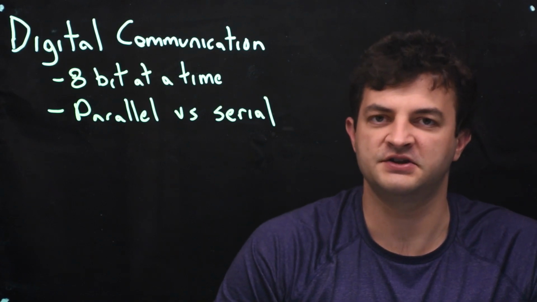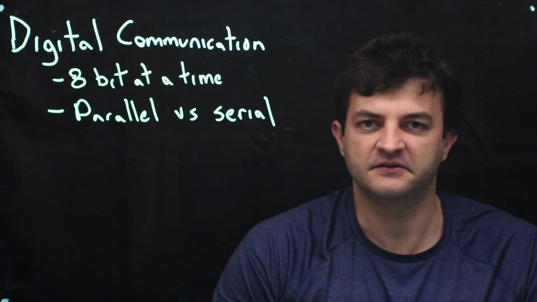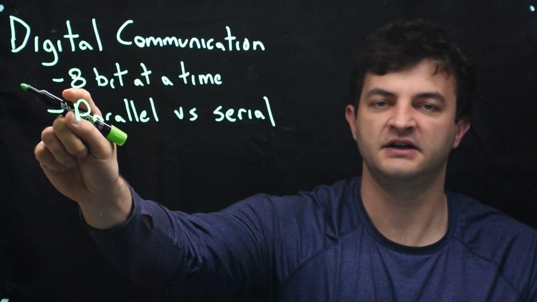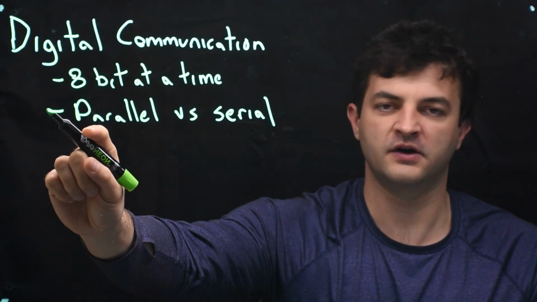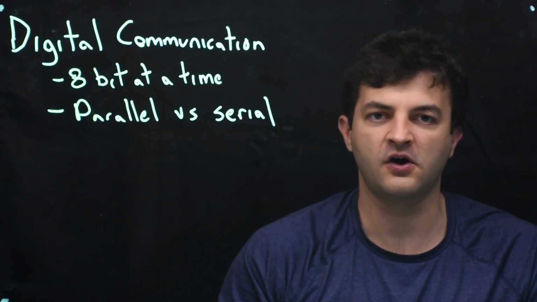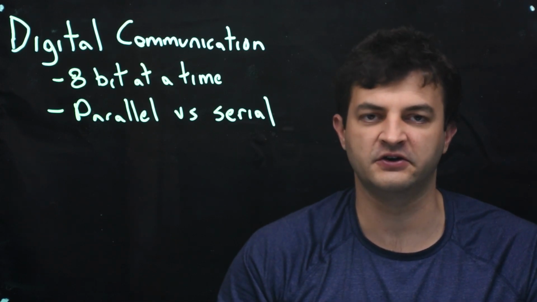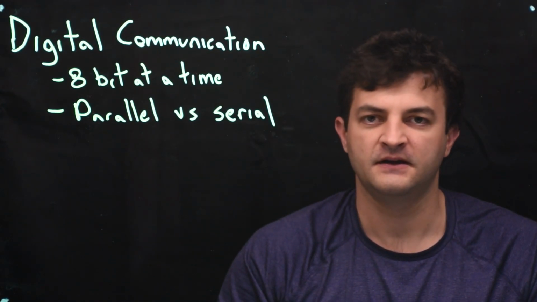So parallel communication is very pin intensive. If we want to send 8 bits of data on a parallel bus, we would need 8 wires. Each wire would carry 1 bit. And then you could read all 8 pins simultaneously to figure out what that byte is.